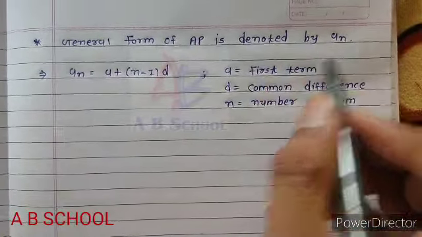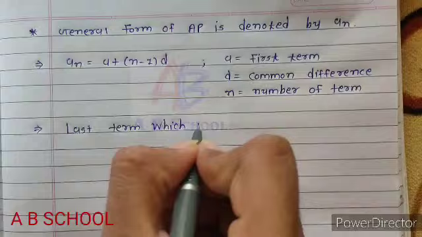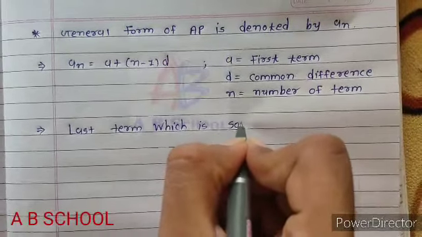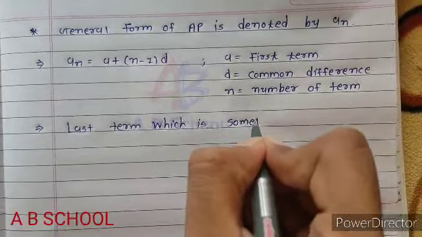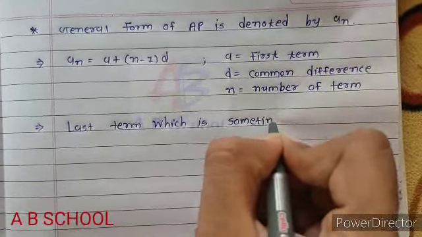Now last term is sometimes also denoted by L. Okay, so last term is denoted by AN or last term is denoted by L.